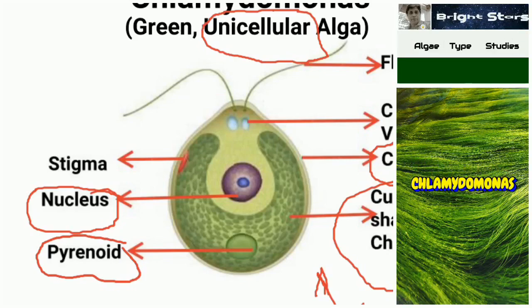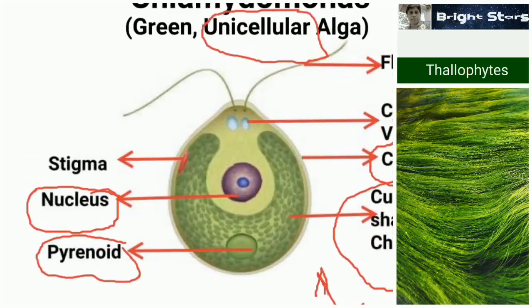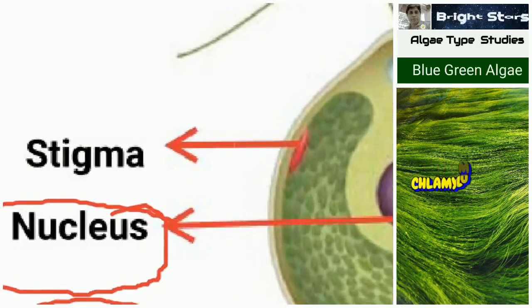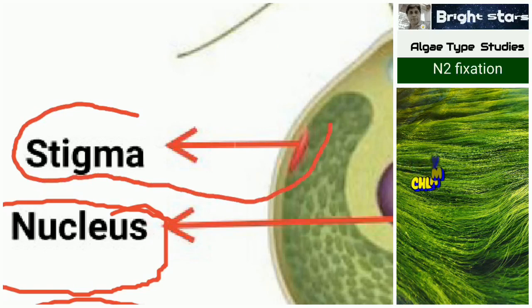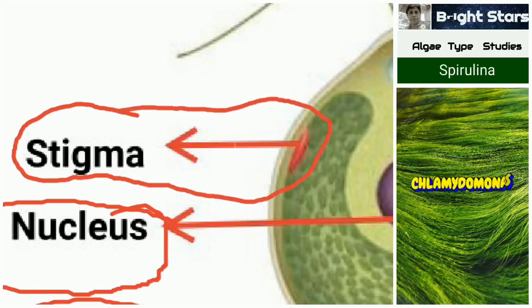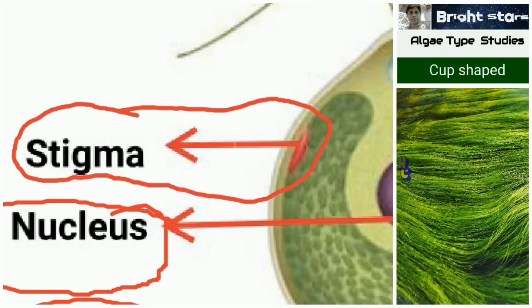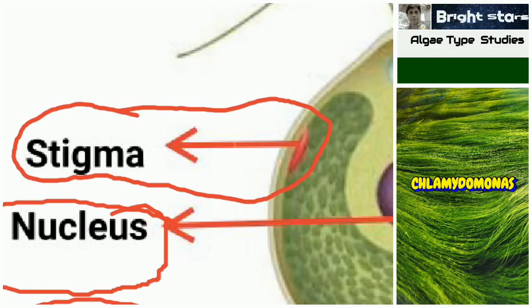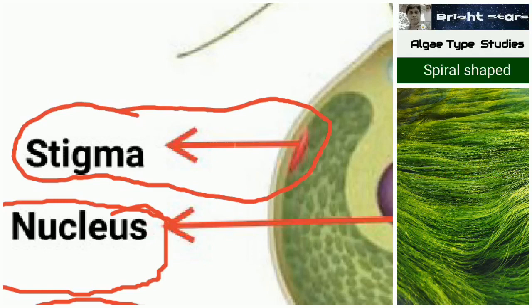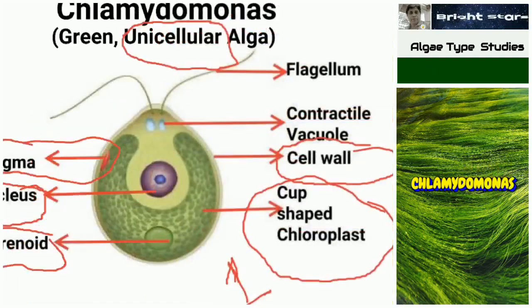So this alga moves in water with respect to the presence of sunlight. Phototaxis we call. You can see the stigma here. The stigma is that red colored one. The stigma is useful for guiding this single cell towards the sunlight. So this cell moves towards the sunlight because of this stigma. Very, very interesting, no? So these are the parts.